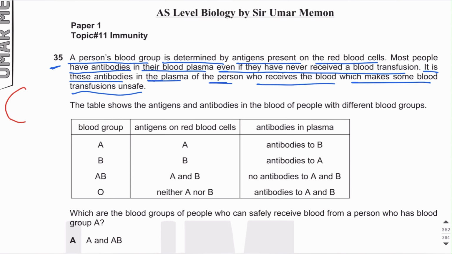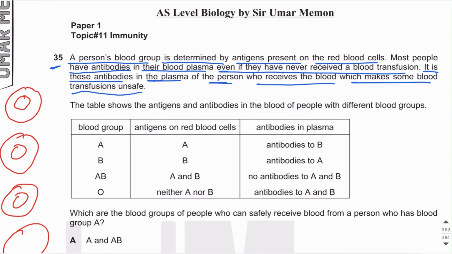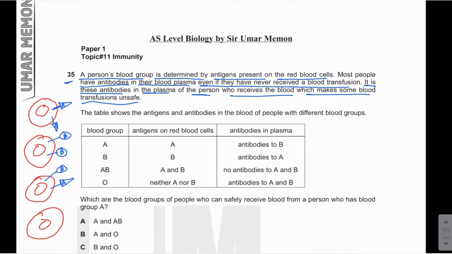So for example, these are the red blood cells. This is the first red blood cell, this is the second one, this is third one, and this is fourth one. So blood group is determined by the antigens on the surface of the red blood cells. So for example, if red blood cell has A antigen on its surface, the blood group is A. If red blood cell has B antigen on its surface, the blood group is B. If red blood cell has both A antigen and B antigen on its surface, the blood group is AB. And if red blood cell does not have any antigen on the surface, the blood group is O, right?